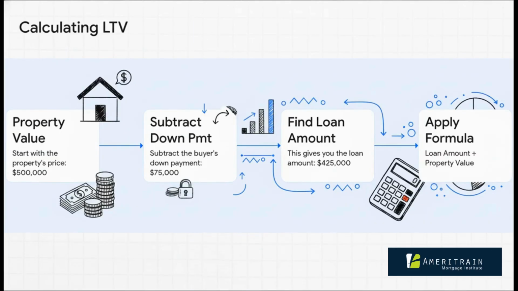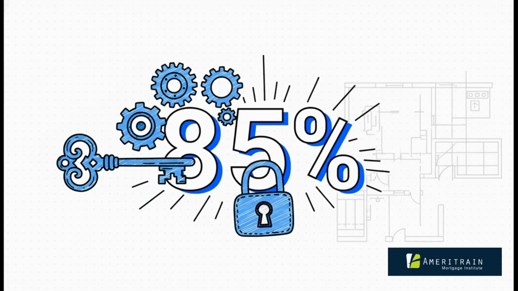So how do you actually calculate this for a client? It's super simple, really just 3 steps. First, you start with the property's value. Let's say it's $500,000. Then you subtract their down payment, 75 grand in this case, which gives you a loan amount of $425,000. And then you just divide that loan amount by the property's value. That's it. In our example, that simple division gives you 0.85 or an 85% LTV. This number right here, it's the key that unlocks pretty much everything else about the loan.